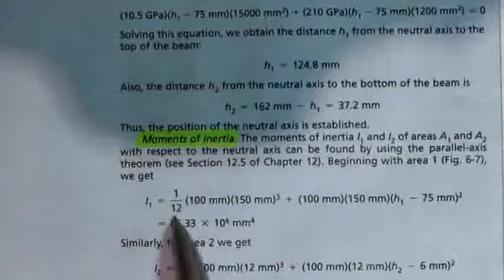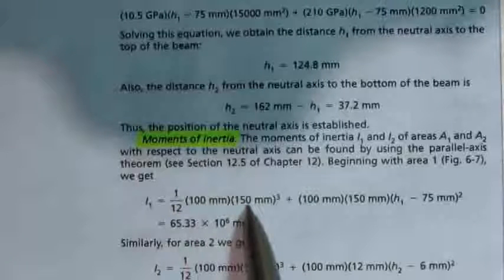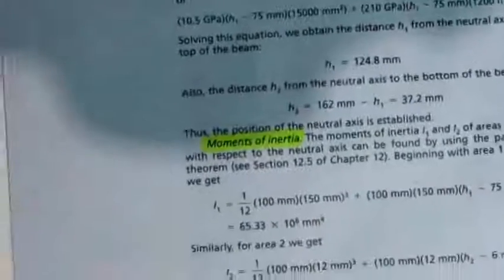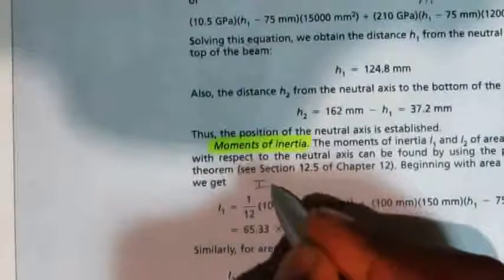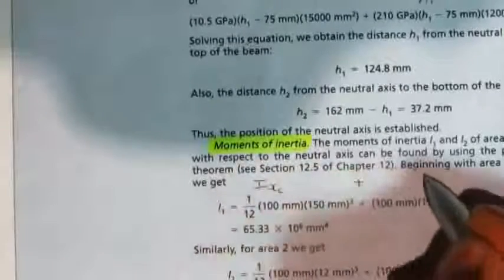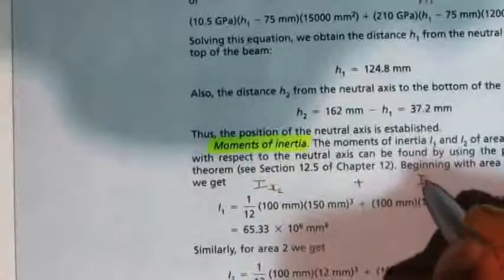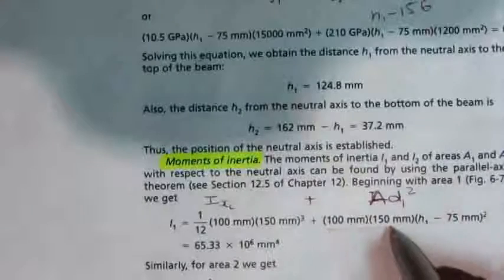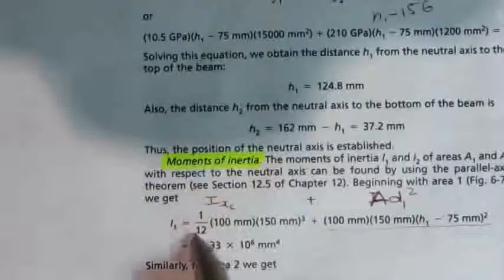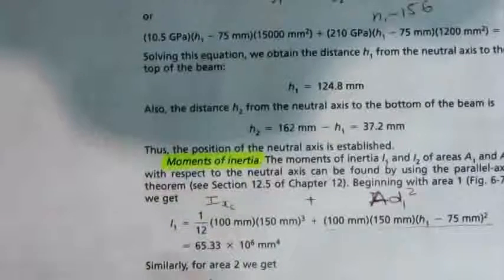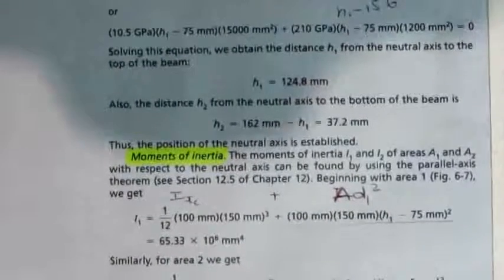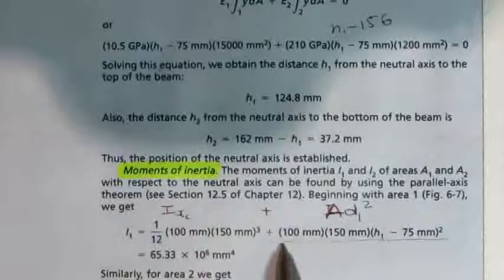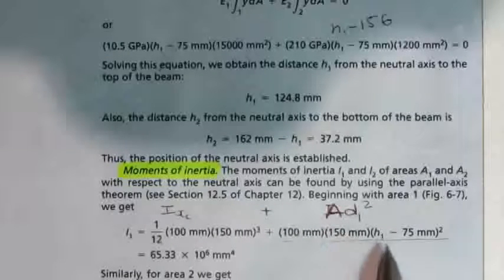You'll see here, it's 1/12, this is your base, and that is your height cubed. That is the local one, if you remember. That is I_xc plus A d1 squared. That is what it means. So this entire part here is that one, and this entire part there is that one. These are the moment of inertia about the neutral axis. And we're saying 1/12, this is the local one, and A is the area of that first area, which is wood, so it's 100 times 150.